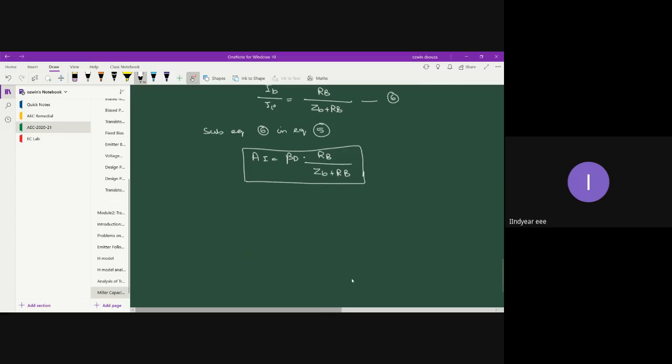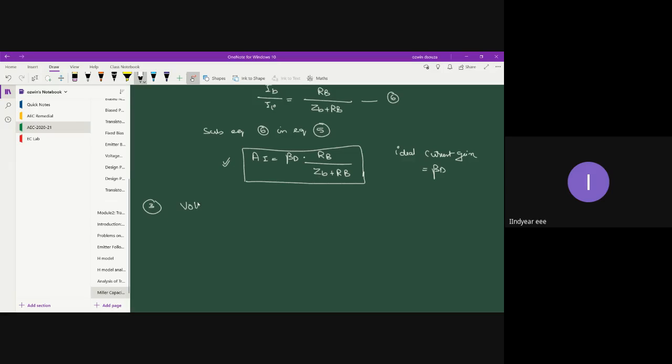Okay, so the ideal current gain is beta D, but from your actual circuit, you would get the actual current gain as beta D into some limiting factor, and that limiting factor is nothing but RB divided by ZB plus RB. Okay, so that's your current gain.